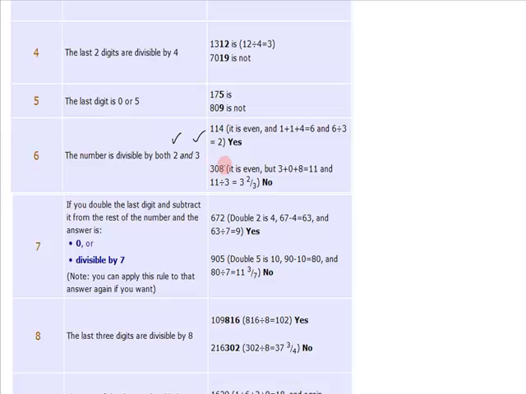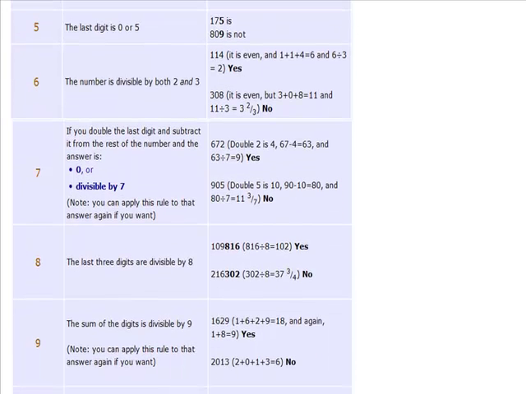The number 308, it's even, so that means it passes the 2 test. But if you add 3 and 0 is 3 plus 8 is 11, and 11 is not divisible by 3. So no, since it didn't pass both, it would not be divisible by 6. These tests can be very helpful.